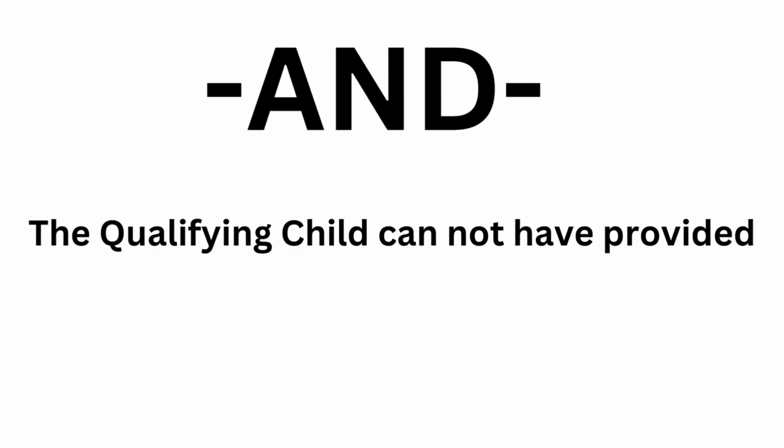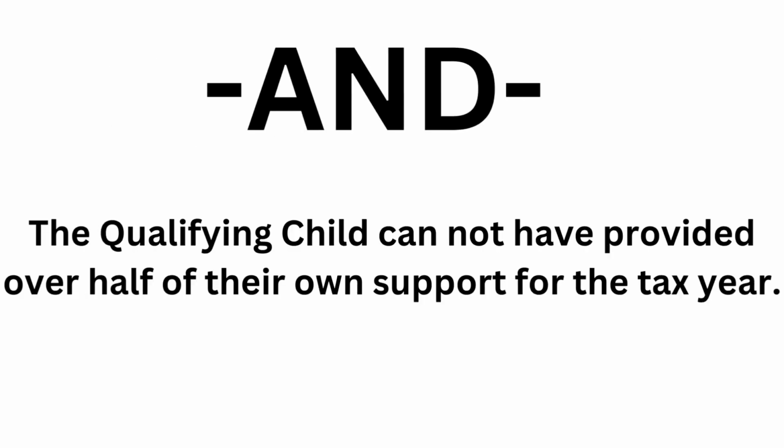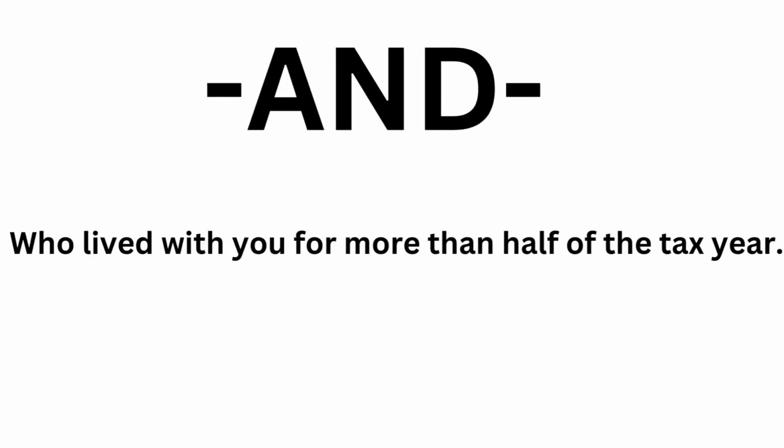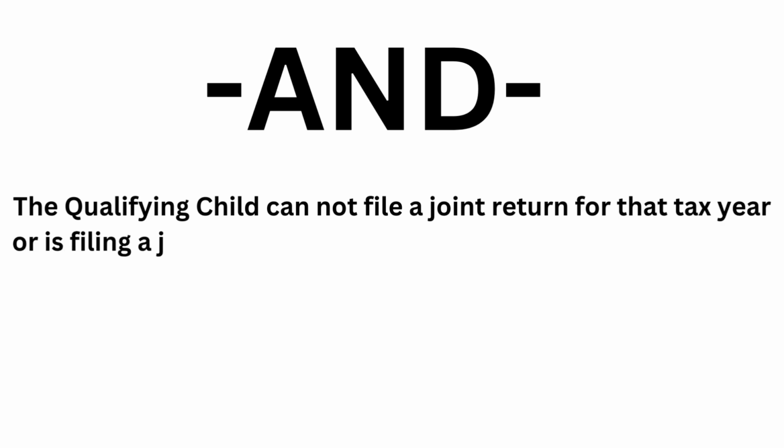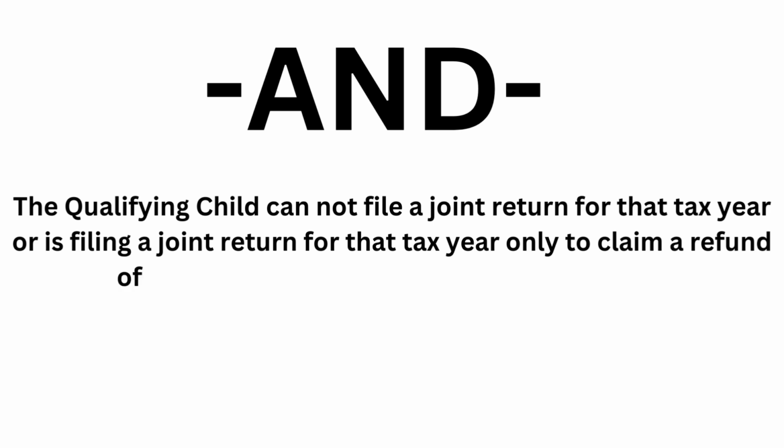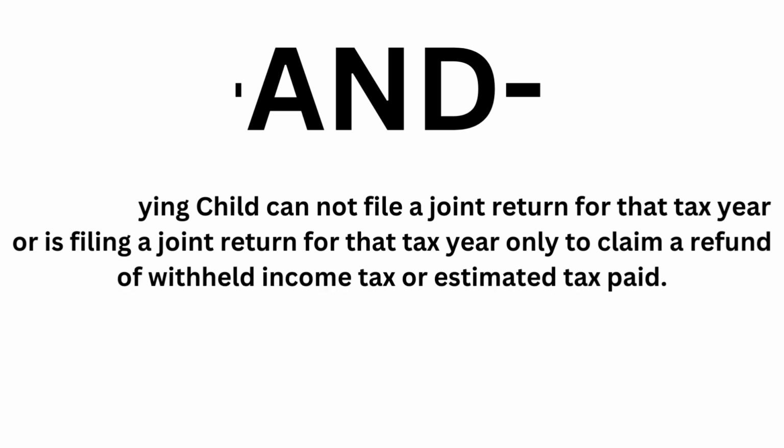And the qualifying child cannot have provided over half of their own support for the tax year, and lived with you for more than half of the tax year. And the qualifying child cannot file a joint return for that tax year, or is filing a joint return for that tax year only to claim a refund of withheld income tax or estimated taxes paid. If so, they would be filing as a dependent of another.